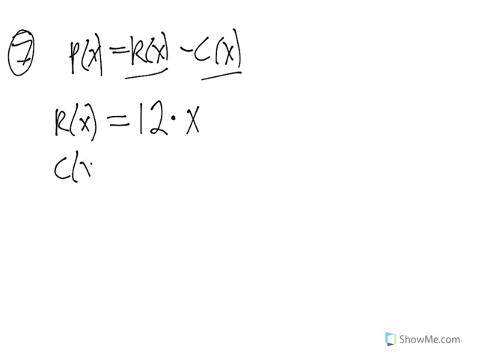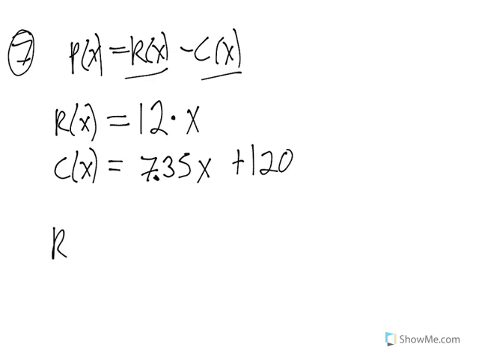And now do we have the cost function? Well, yeah. It says that the cost to the owner of the beauty salon for each manicure is $7.35. So $7.35 per manicure, right? Plus, there's a monthly fixed cost to run the station, so it costs $120 just to even open up. So then what does the profit function look like? Profit is just revenue minus cost, as we have written above. So profit equals revenue minus the cost function.